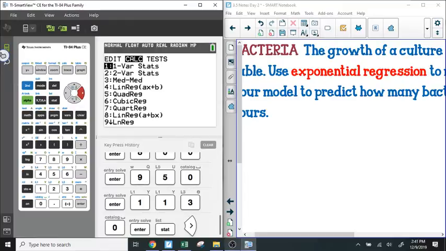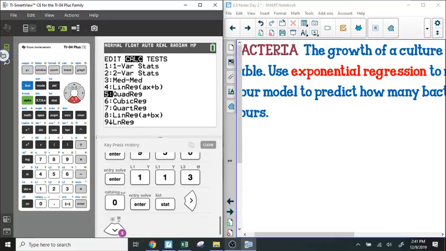There's quadratic, which would have matched our warm-up, right? We don't really use cubic or quartic. We will not use linear regression, option 8. There is your logarithmic, natural log. Okay, so if we ever need a logarithmic, it's option 9.